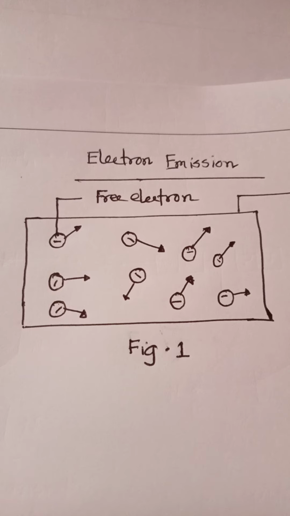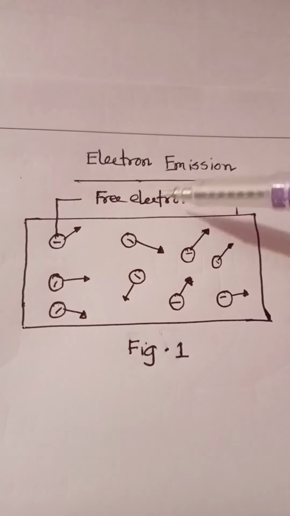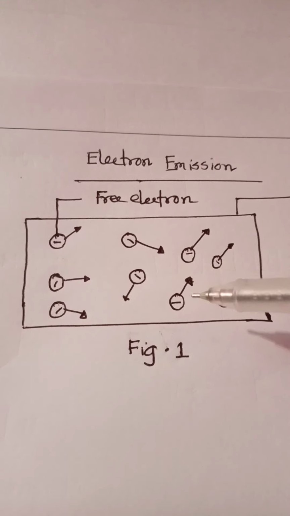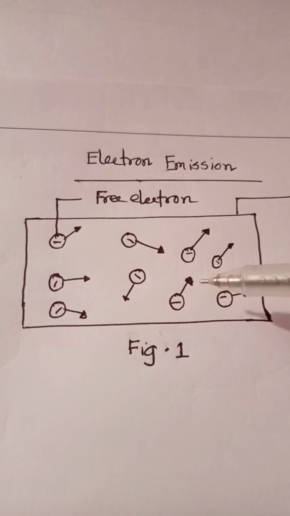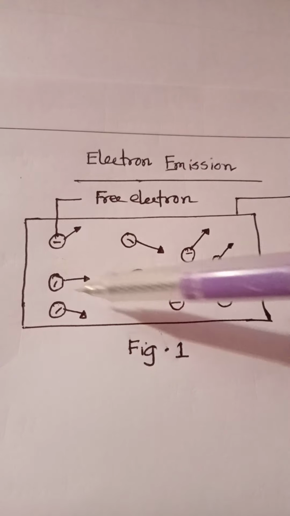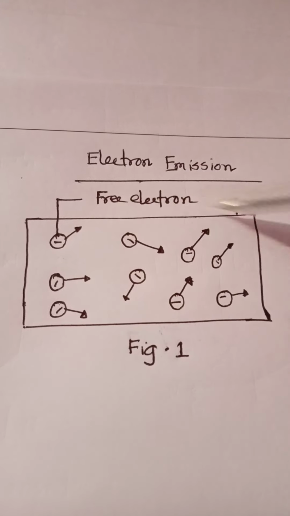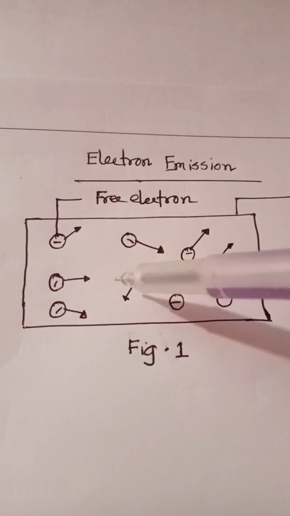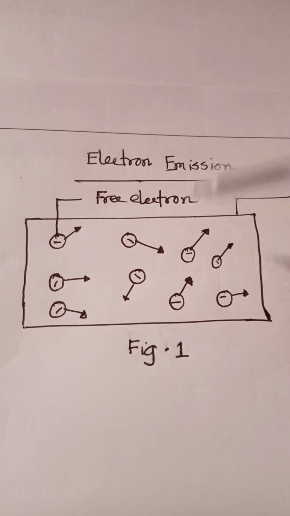For electrical emission, metals are used because they have many free electrons. If a piece of metal is investigated at room temperature, these are on the surface area, as shown in the figure, and we discuss the free electrons.